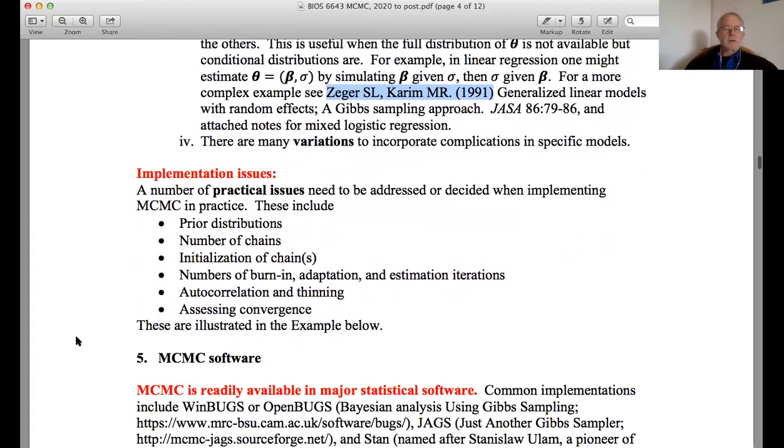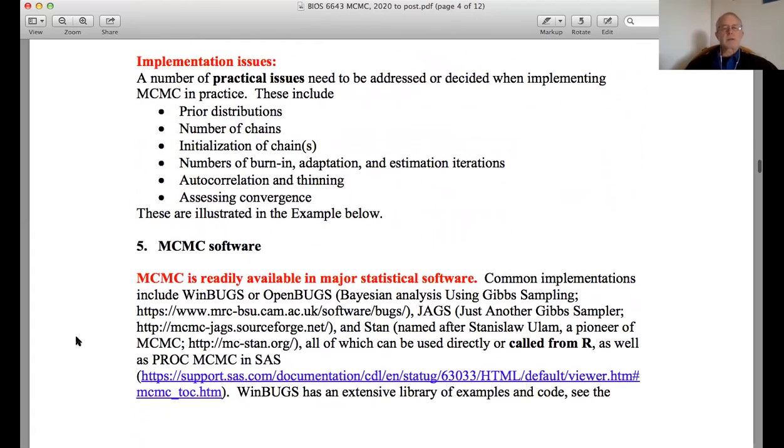Okay, so to do this stuff in practice, this is where you have to work a little bit harder than with maximum likelihood. With maximum likelihood, you just specify your model and hit run, and it makes all the decisions for you, especially with generalized linear models, because it's using a canned algorithm, iteratively reweighted least squares. You don't have to really specify anything. Here you do. You have to specify things like prior distributions.